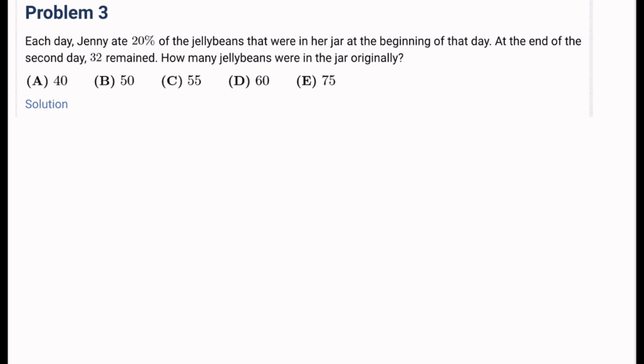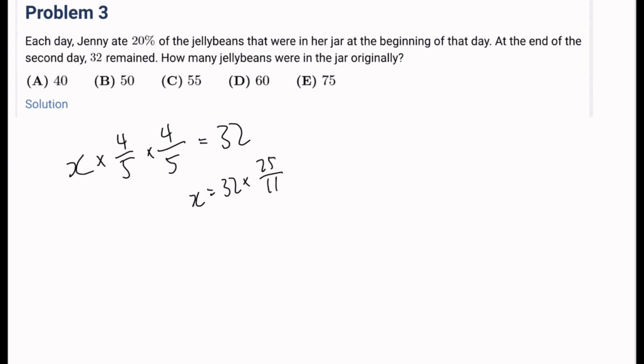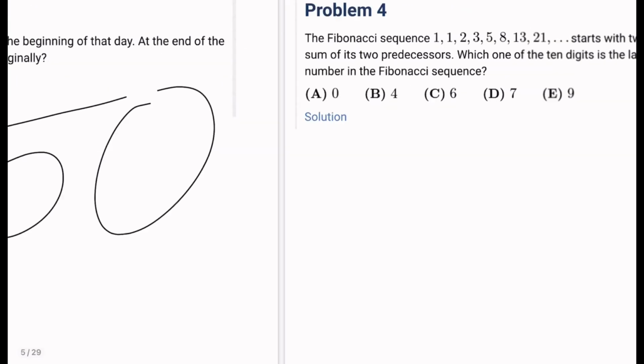At the end of the second day, 32 remained. How many jelly beans were in the jar originally? Okay, so since Jenny ate 20% each day, that means 80% was left each day, right? So if we say that X jelly beans were in the jar originally, that means X times 4 over 5, this is for 1 day, and this is for one more day, because this is the second day. This equals 32, because 32 remained. So X equals 32 times 25 over 16 equals 50, right? So the answer is B.